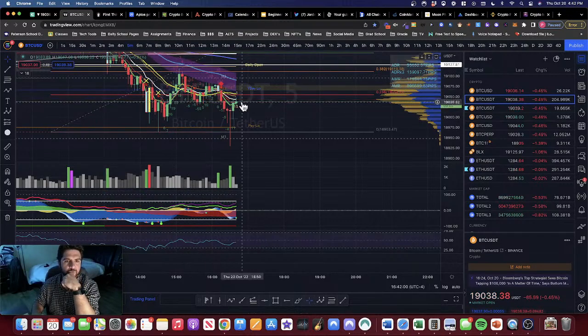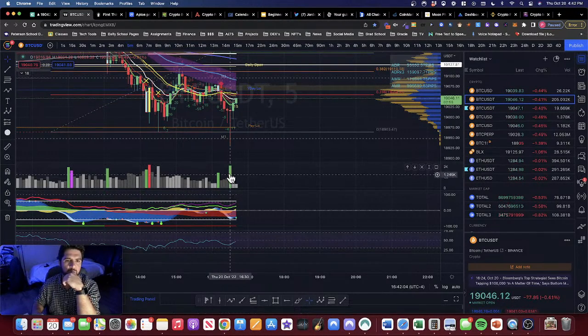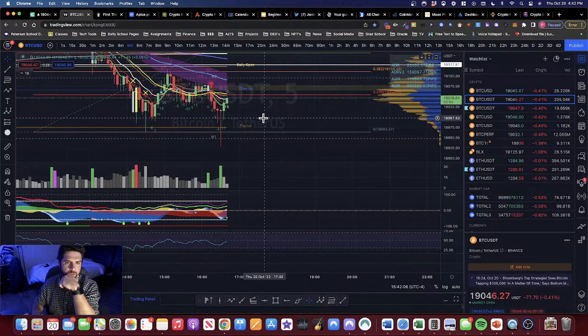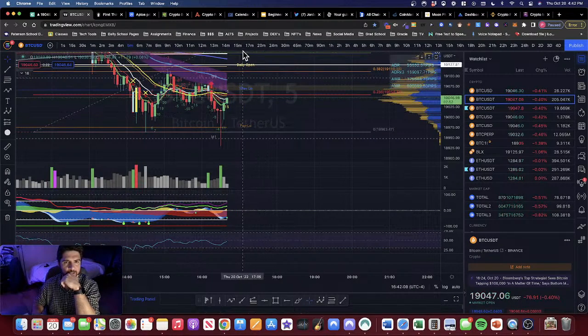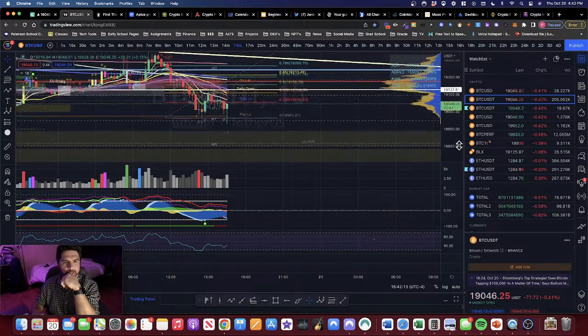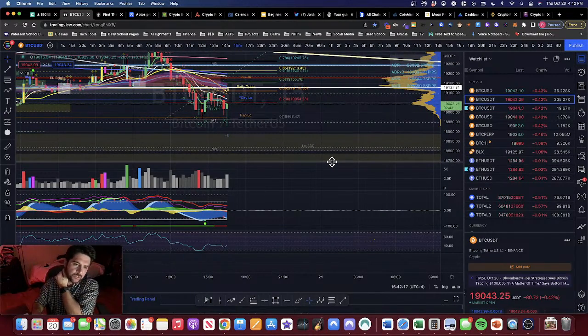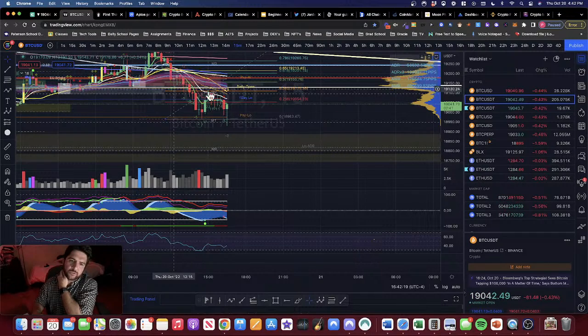This looks so juicy for a short, but that's what they want you to think. Right now, I know he's long. On the 15 minute, this looks juicy for an M formation or a W formation. To be honest, I don't think that's what it is. I don't think this is a W formation on the 15 minute.